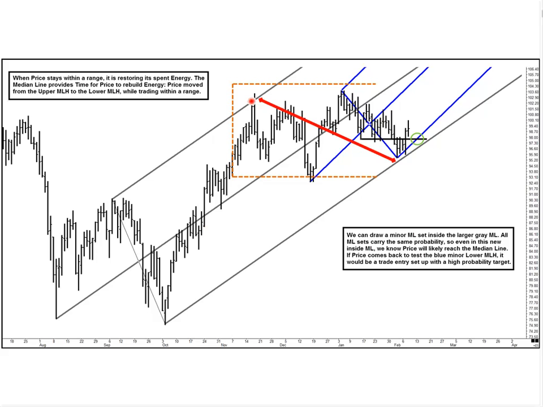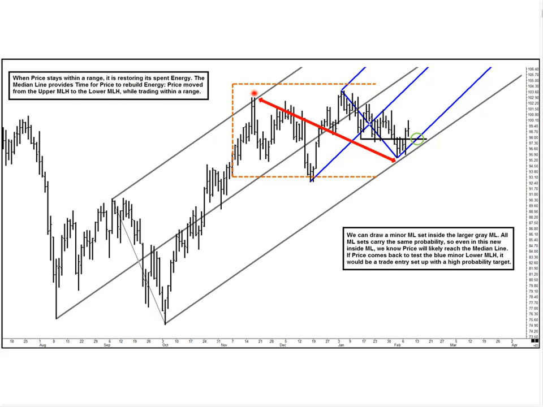So in this case, what we see often, take a look. When price stays within a range, these are my words, it's restoring its spent energy. The median line provides time for price to rebuild energy. Price moved from the upper median line parallel to the lower median line parallel while trading within the range, while it restored energy. We got long here, pitched them out here when it got to its extreme.